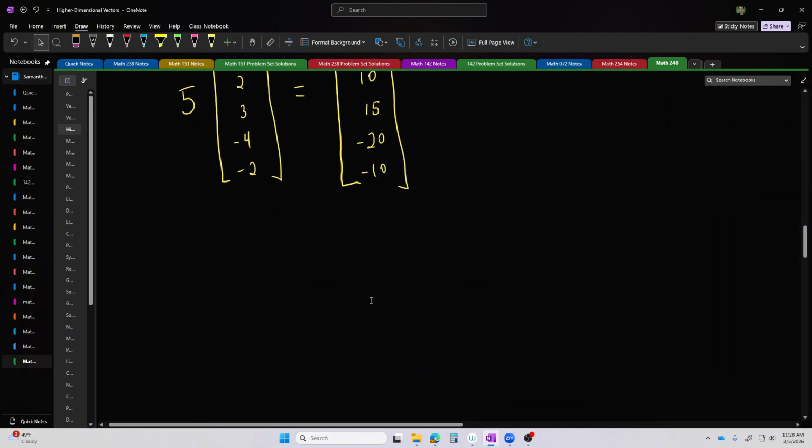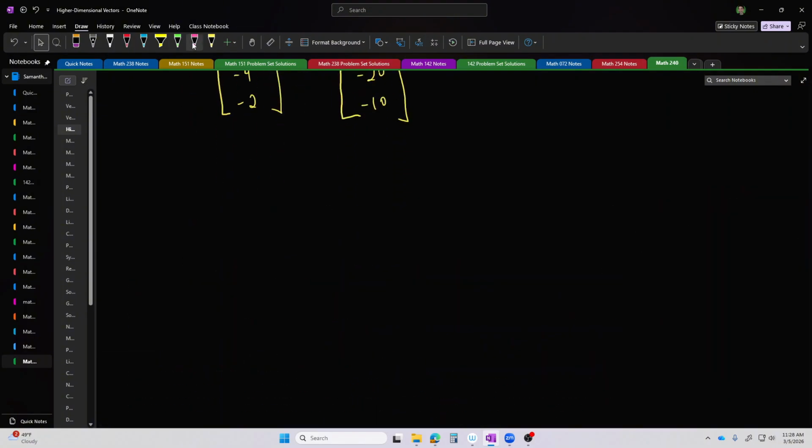If I want to find the length of a vector that has several entries, I can use exactly the same kind of formula that we had in 2 and 3-dimensional space.